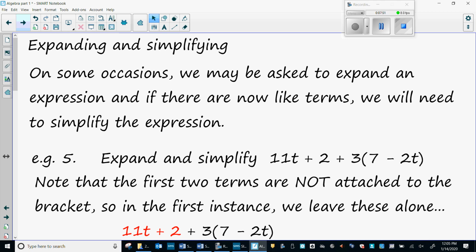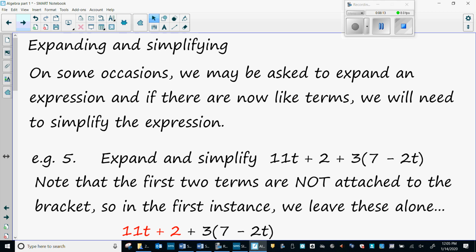So expanding, hopefully, okay, yes? Sometimes we may then be asked to simplify something. So these are the situations that n squared was just saying: can you then join stuff together? So you always have to look to see if you can. Now, my first example here, we've got 11t plus 2 plus 3 bracket 7 minus 2t.